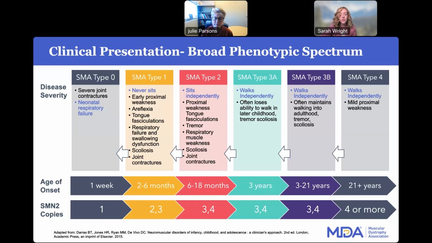If you go up to type 2 and type 3, those are children who could sit independently, but type 2 may never walk. Type 3 would lose ambulation either at an early age, less than 3 years of age if you were type 3A, or would walk independently and lose ambulation later. Now, as we talk about therapies, it is important to remember, even for our adult colleagues, that there are some patients who have 4 or more copies of SMN2, and they may never present until adulthood. So it is important to remember that this is mostly a childhood onset disease, but there are some patients who will present with proximal muscle weakness in adulthood who, of course, never would have been caught on newborn screening. And so it's important for us to keep it on our differential. Next slide.